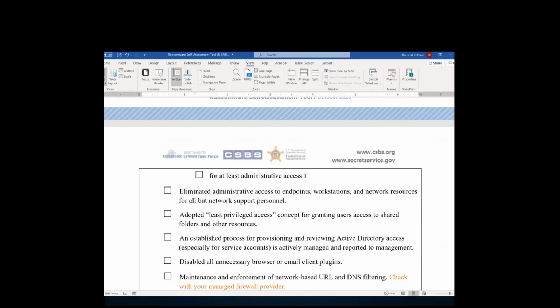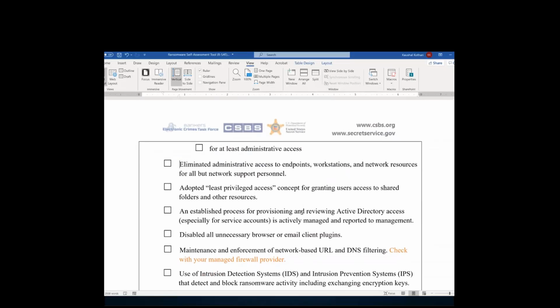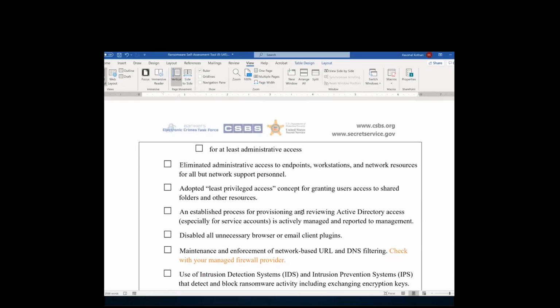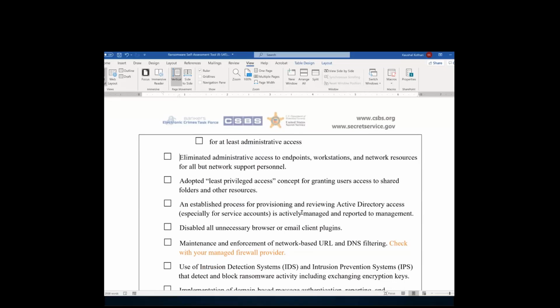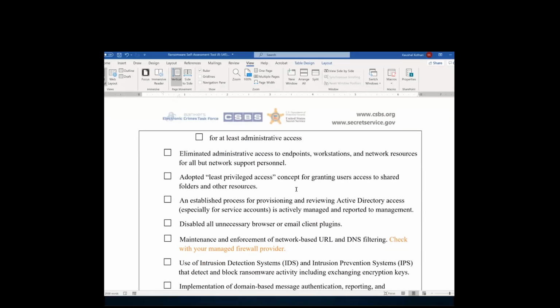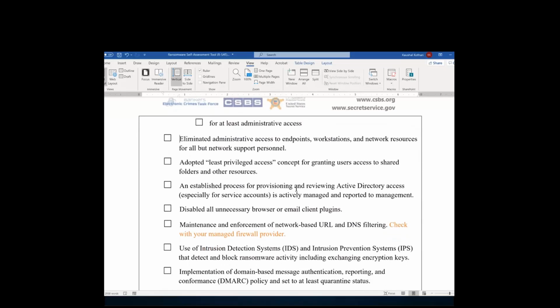And then, at least for administrative access, eliminated administrative access to endpoints, workstations, and network resources for all but network support personnel, so removing local admin capabilities. Adopted the least privileged access concept for granting users access to shared folders and other resources. This means that if you have a shared drive to store information on a server, it should only be to your portion of it. Because a PowerShell ransomware script is going to start cycling through the alphabet to look for different shared drives to go out and encrypt those files on those systems. So hopefully you have it tightened down to only the things that people need.